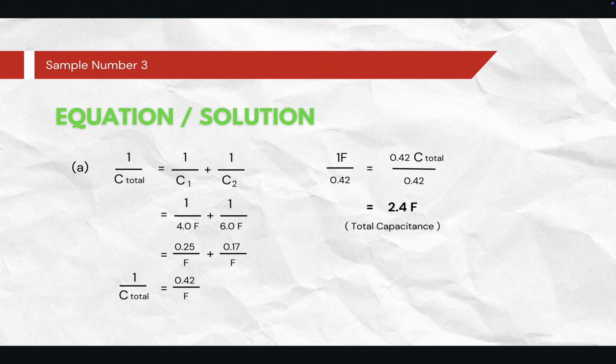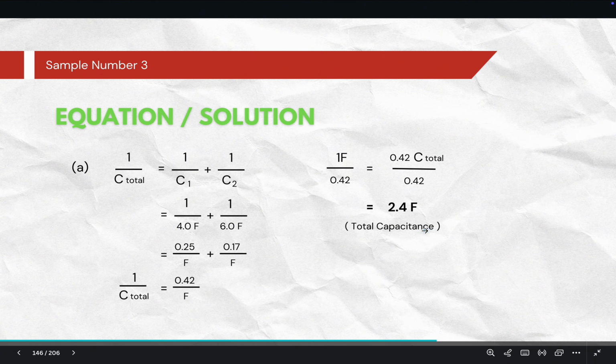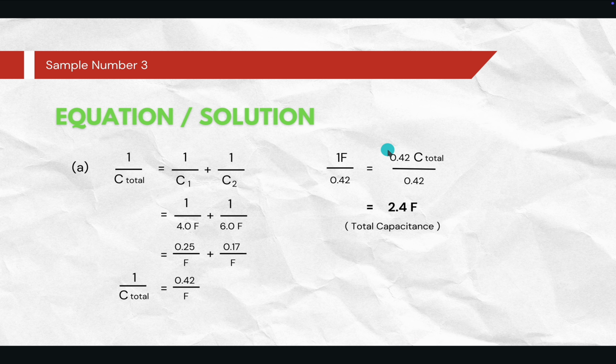So, 1 over C total is equal to 1 over C sub 1 plus 1 over C sub 2. So, 1 over 4.0 is equal to 0.25. And yung capacitor number 2 is 1 over 6.0 is equal to 0.17. Add lang natin, magiging 0.42. And then, to get the total capacitance is to 1 over 0.42 is equal to 2.4 F. Yan yung total capacitance ng series.